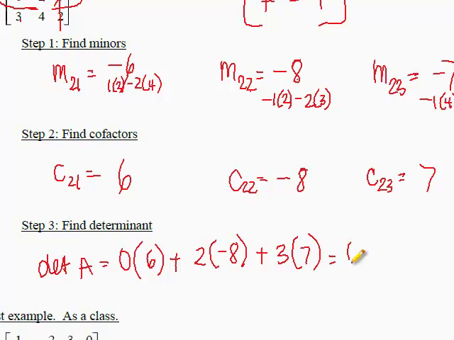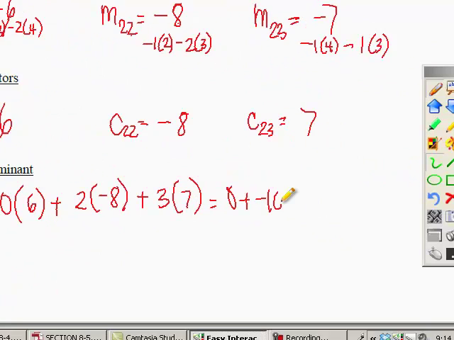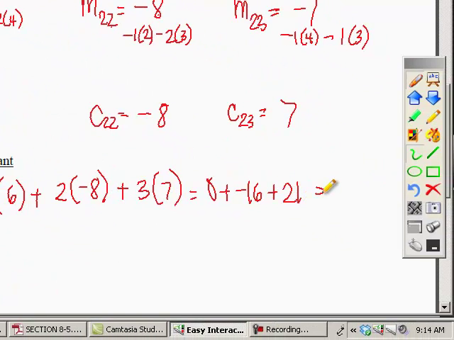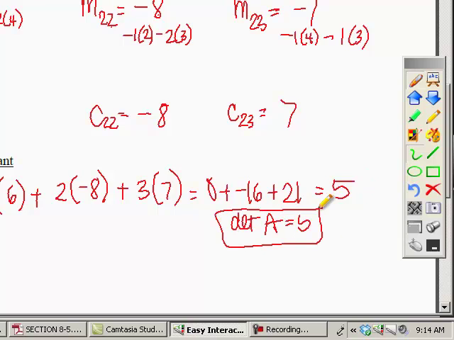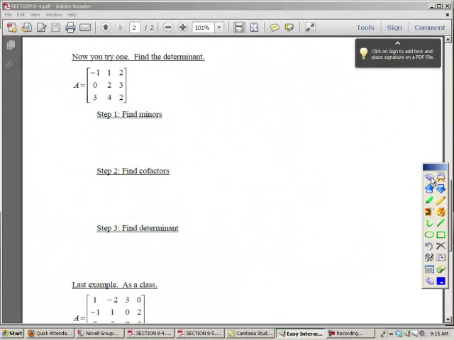All right, so 0 plus -16 plus 21, I get a value of 5, which means the determinant of matrix A then is 5. And this is what you would want to do, again, in order to figure out the determinant of a 3 by 3. Same thing with a 4 by 4, and we're going to do that together as well. But again, the shortcut is to figure out which row or which column you want first.